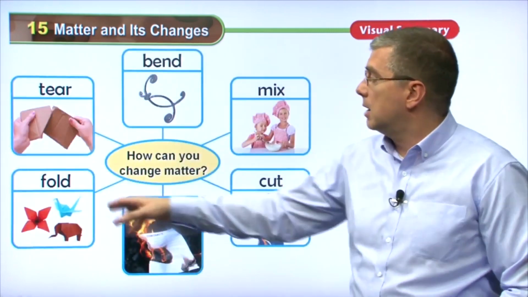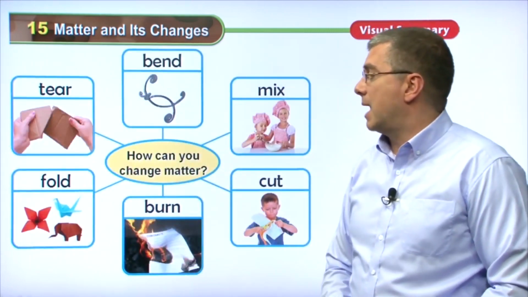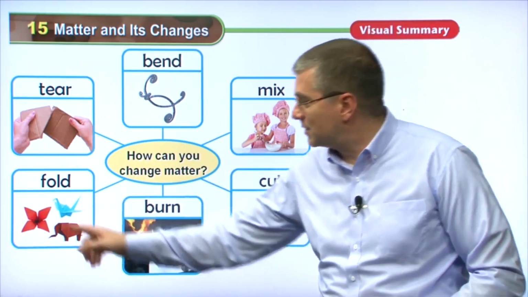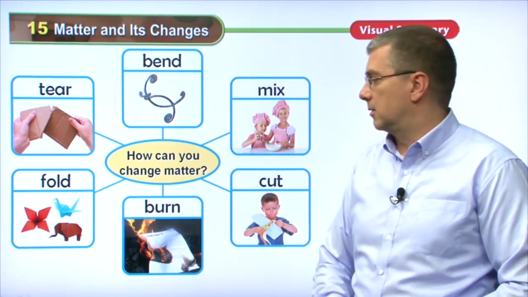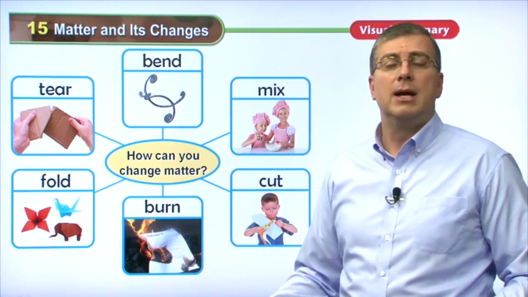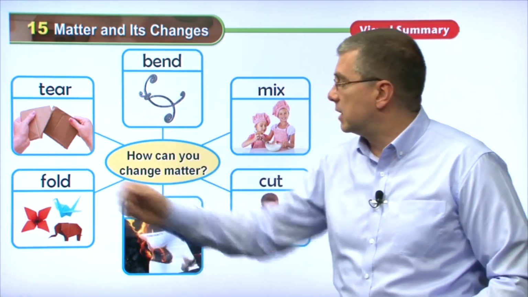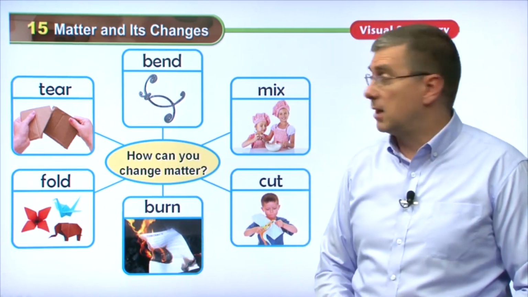Let's move on, come back here. Another way that we can change matter is to fold things. You can see you can make many fun shapes if you fold paper together, right? We can fold many things together, things that are soft. So this is another way that we can change matter.